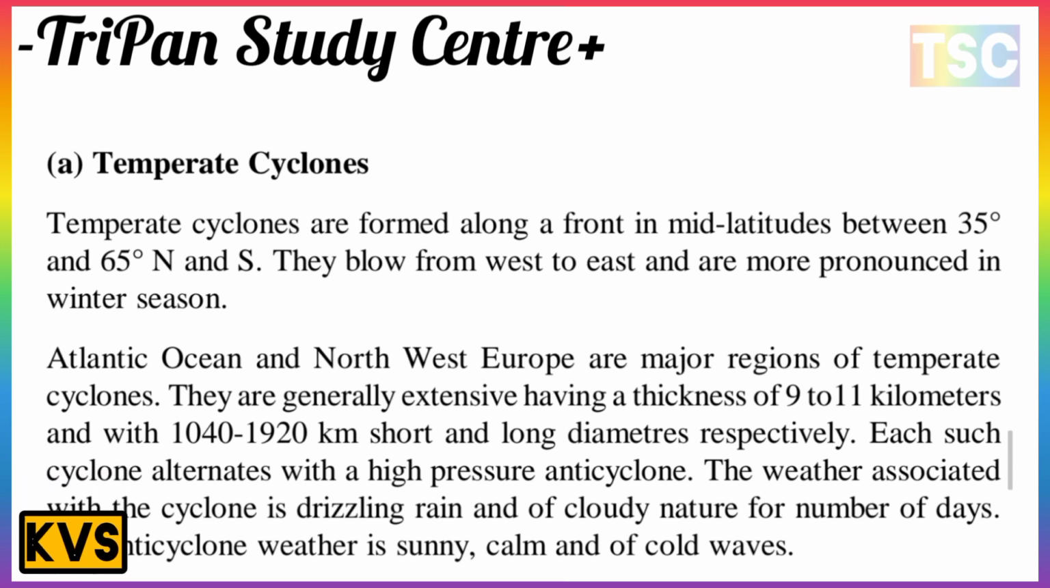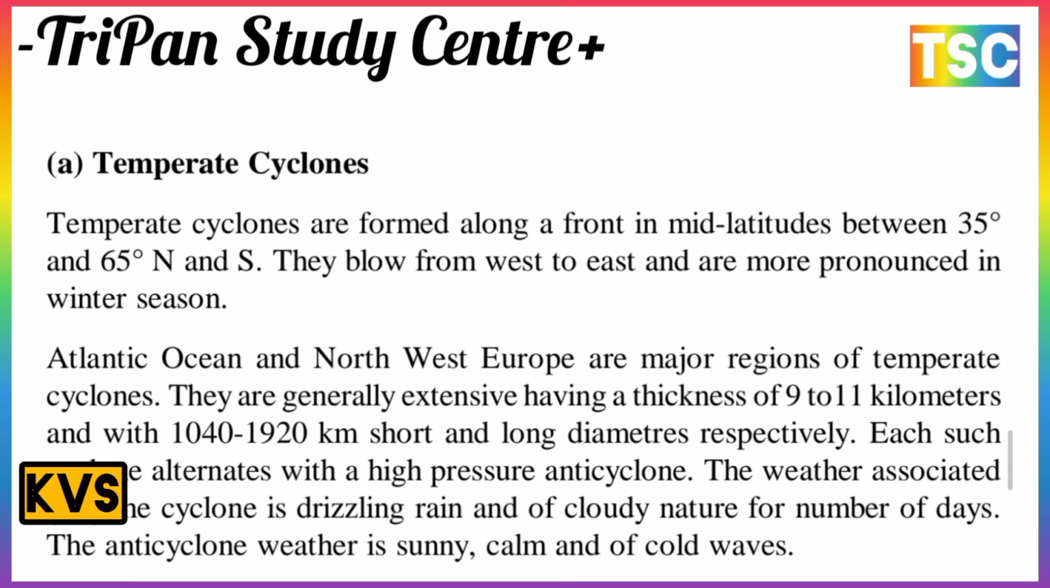The Atlantic Ocean and northwest Europe are major regions of temperate cyclones. They are generally extensive, having a thickness of 9 to 11 kilometers. The most important thickness here is 9 to 11 kilometers, with 1040 to 1920 kilometers as the short and long diameters respectively.